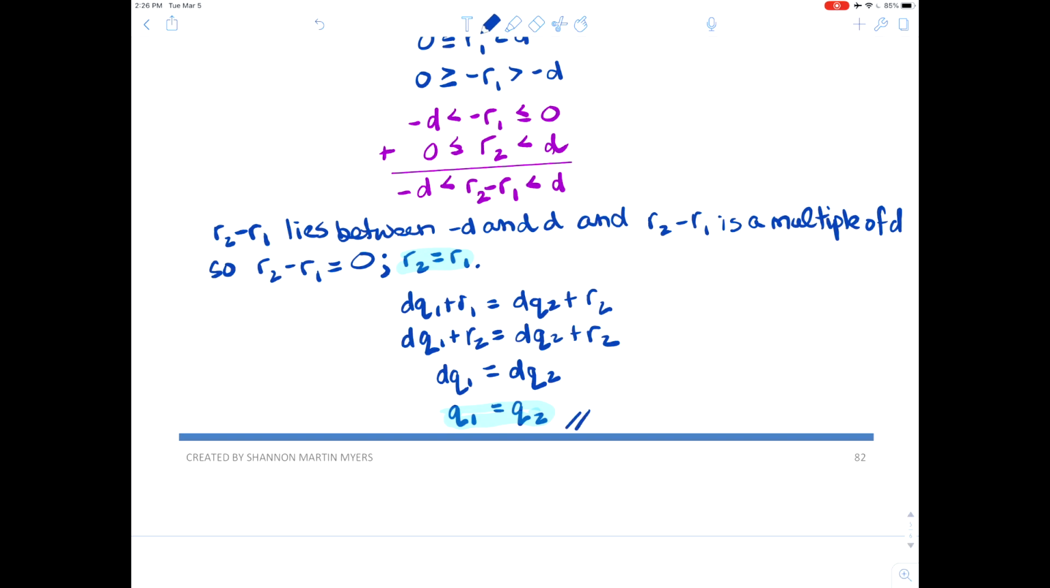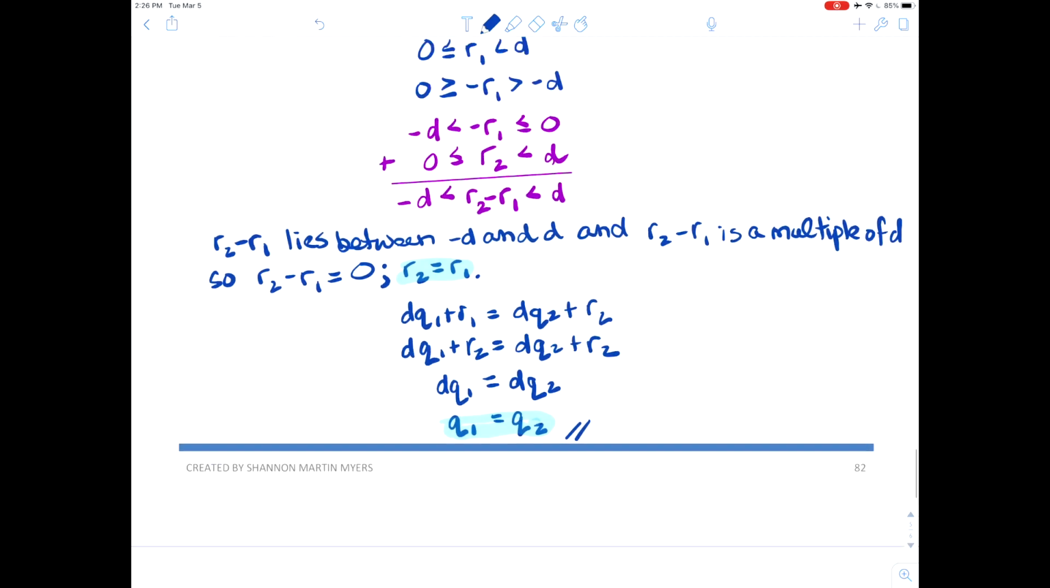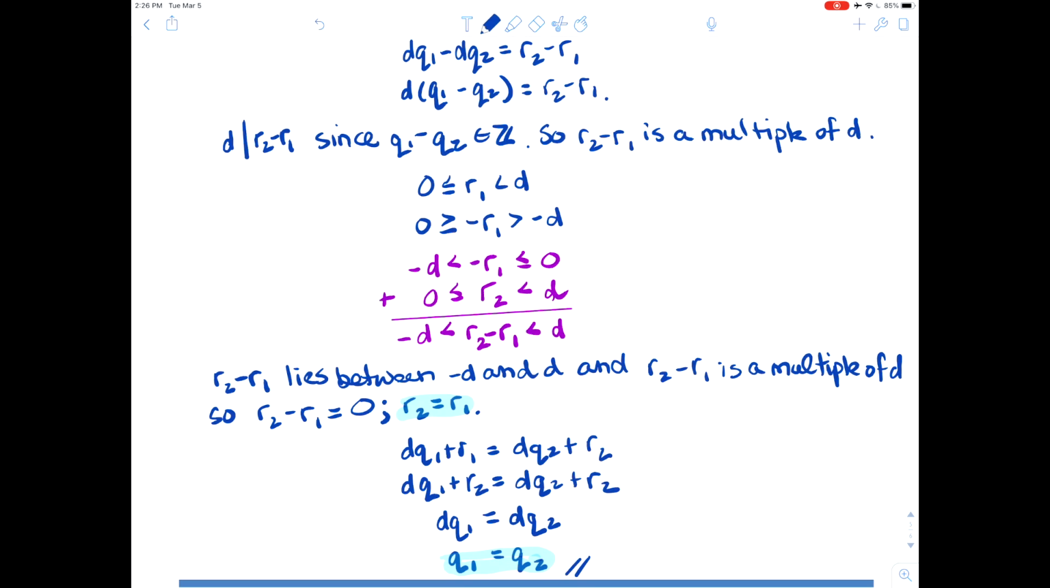Cool, cool? So the rest of the proof for that theorem will be in chapter 5, and guess what? That's all for this section.